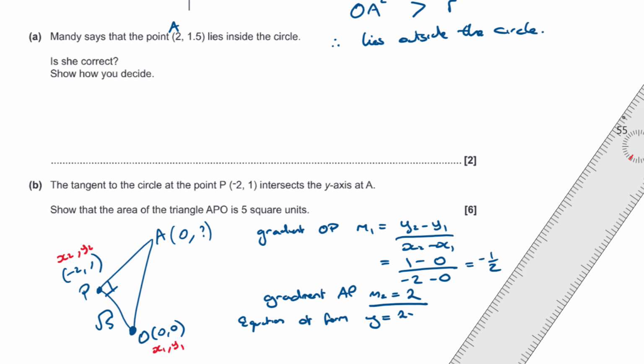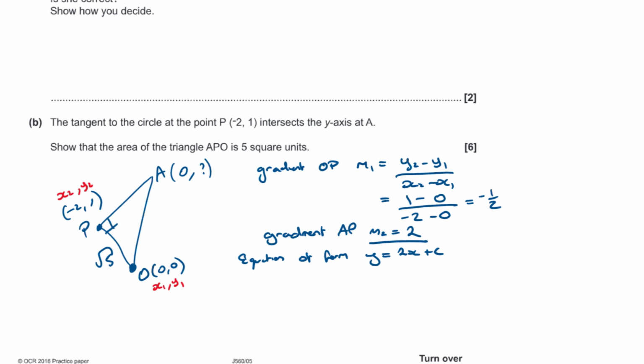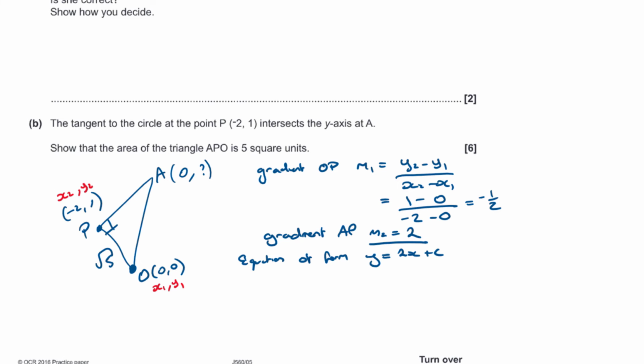y equals 2x plus some unknown value c, which we're going to find. So we know it's the form y equals 2x plus c because we know the gradient is 2. So then subbing in the point that we know, so let's substitute the point in, minus 2, 1 into the equation. And that's going to give me 1 is equal to 2 lots of minus 2 plus c then, isn't it? So 1 equals minus 4 plus c, so c then is going to be 5.